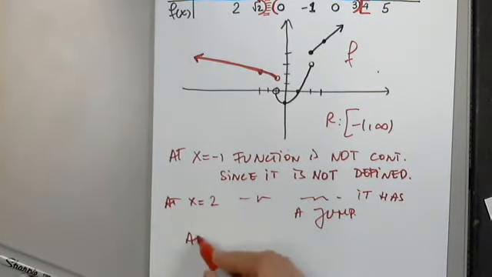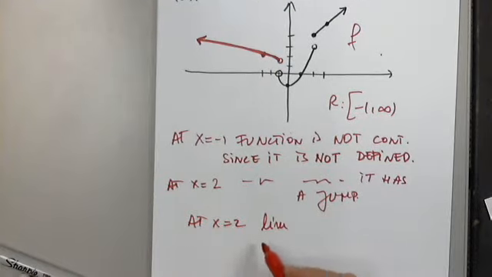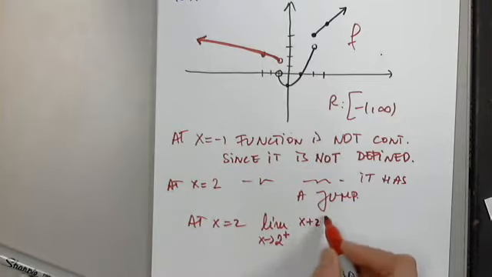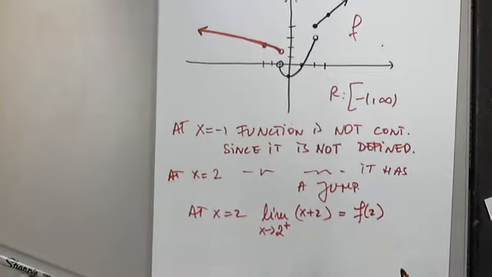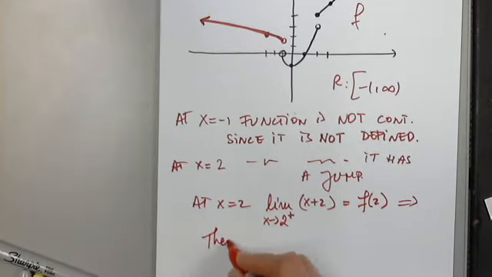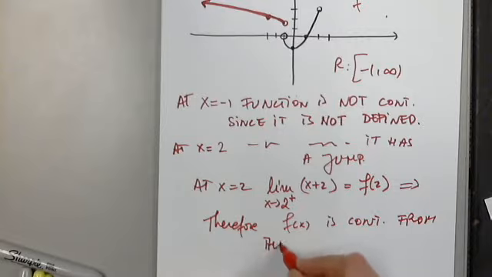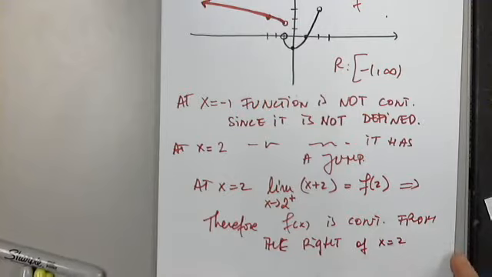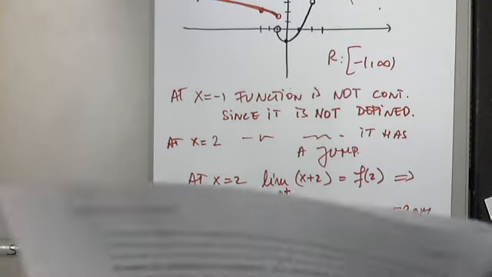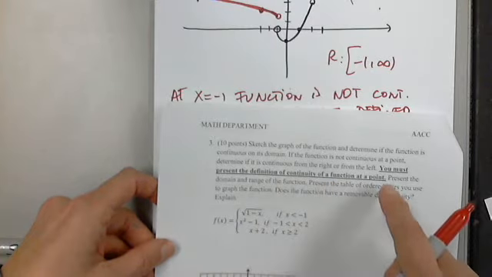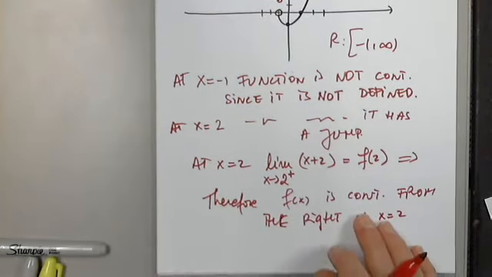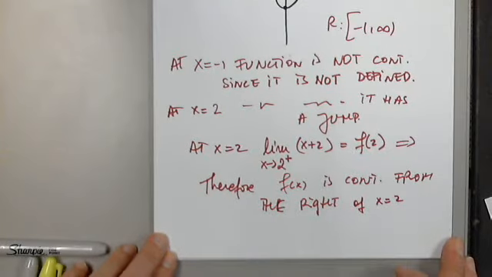From the right. At x equals 2, the limit as x approaches 2 from the right of x plus 2 equals f of 2. Therefore, f of x is continuous from the right at x equals 2. You must present the definition of continuity of a function at a point. It's on the checklist and we had it. Can anyone remind us the definition of continuity at a point?